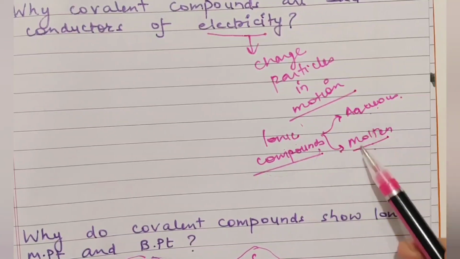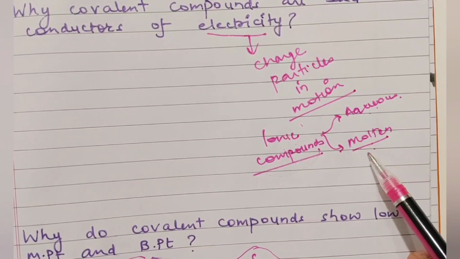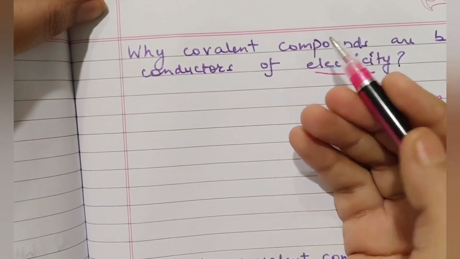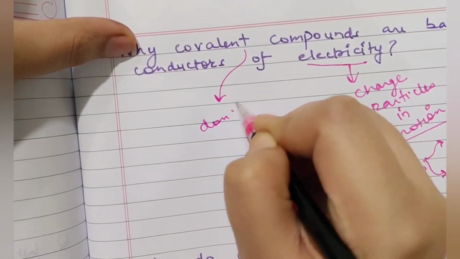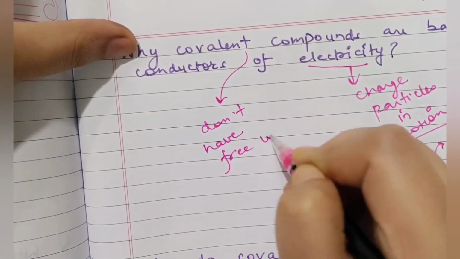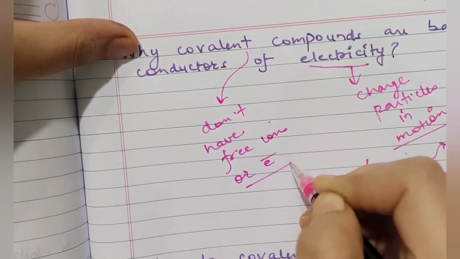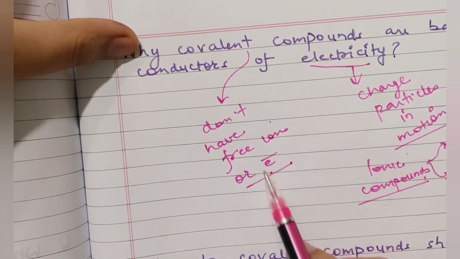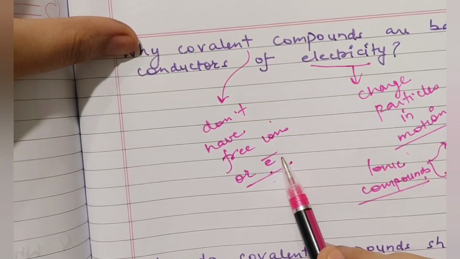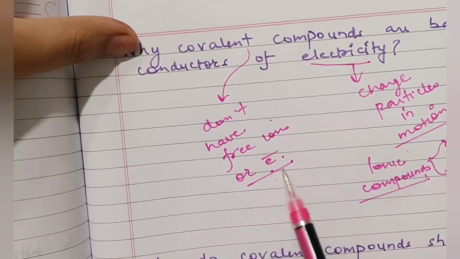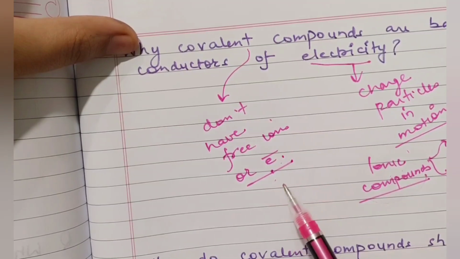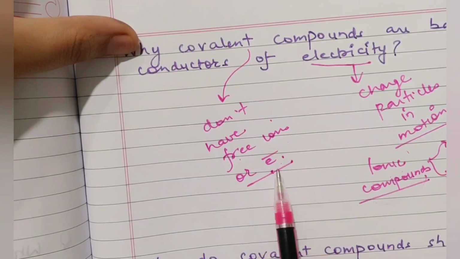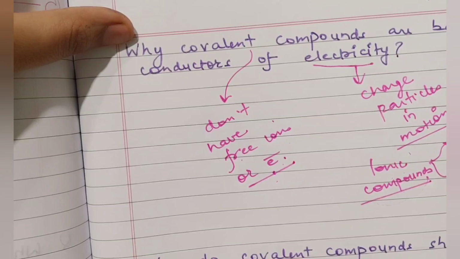Ionic compounds can furnish charges because they are made up of cations and anions. Covalent compounds, on the other hand, cannot furnish ions because they don't have ions. Covalent compounds do not have free ions or electrons. Electrons are also charge carriers, or current carriers, but they are current carriers when we are talking about metals. In metals, the current carriers are electrons. They move, therefore metals are also good conductors of electricity. Covalent compounds do not furnish ions or electrons, therefore they do not conduct electricity.